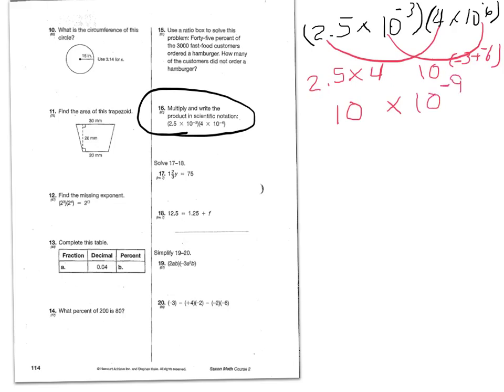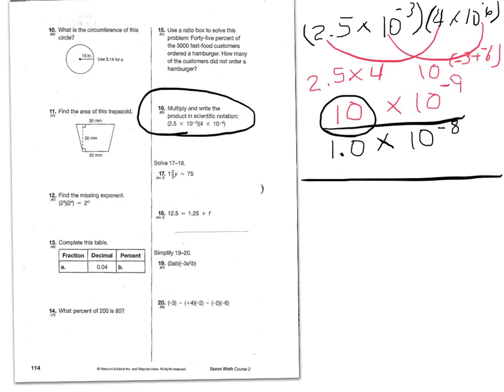Now, we are not done. We are not done, and the reason is because this right here is not scientific notation. It's not the right way. You have to write it as 1.0. There can only be one number to the left of the decimal. So 1.0 times 10 to the, well, we have to move it 1 to the right, which takes 1 away from that negative 9 and actually makes it a negative 8.